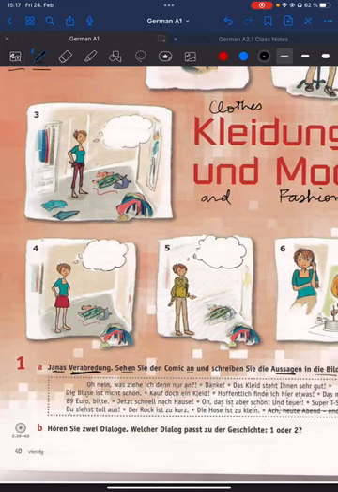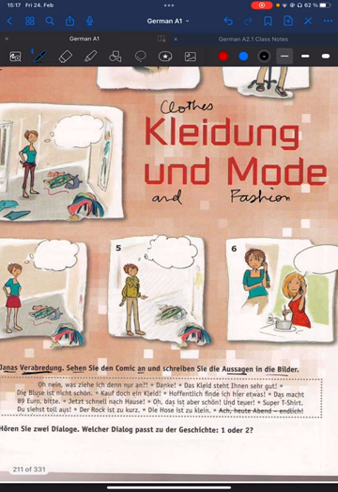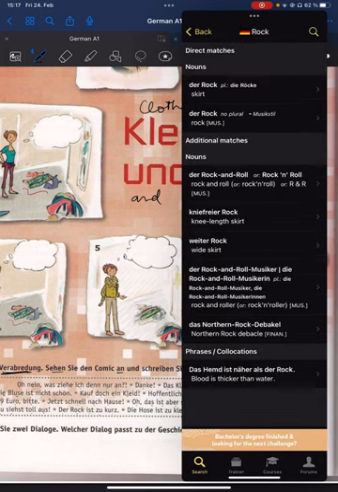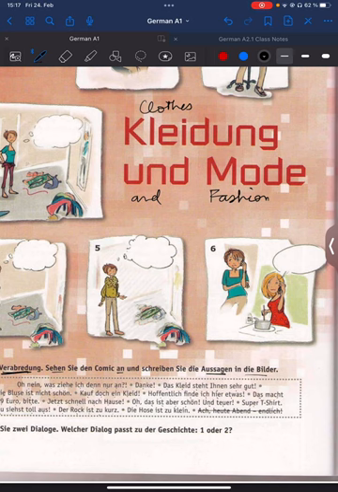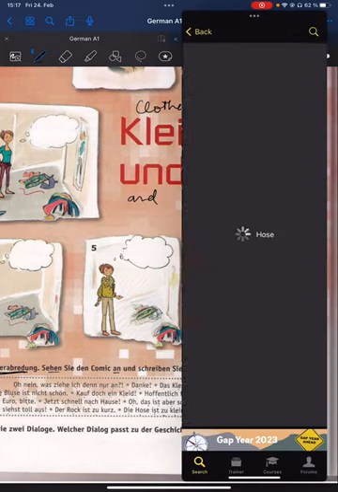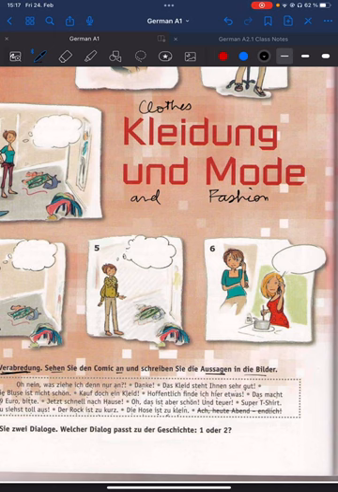Super T-Shirt. Du siehst toll aus. Great T-shirt. You are looking great. Der Rock ist zu kurz. Rock is a skirt. The skirt is so short. Die Hose ist zu klein. Hose is pants, trousers. The pants are so small. Ach, heute Abend endlich. Oh, today evening finally.